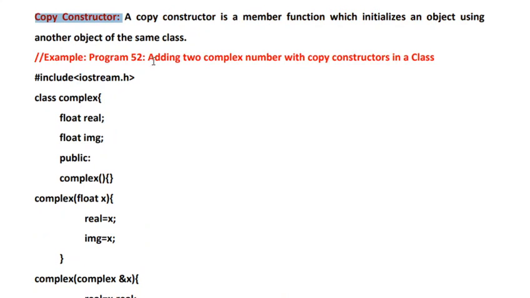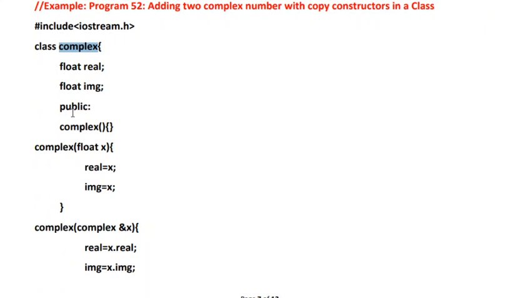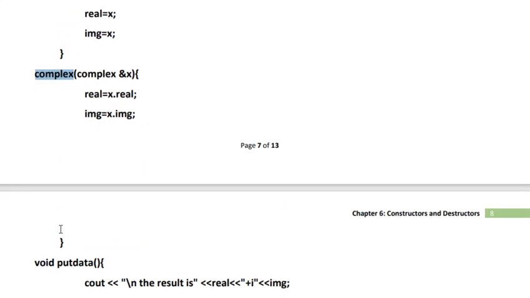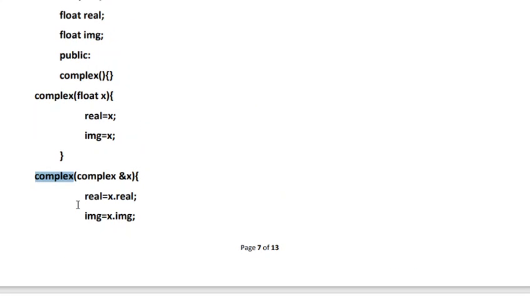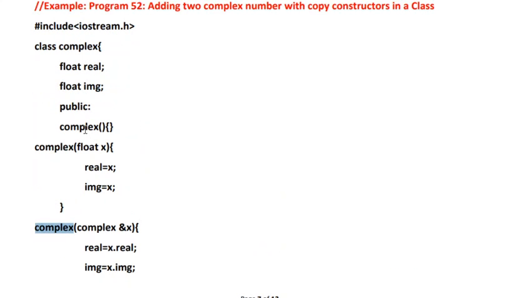Now let us try to understand copy constructor with the help of an example. Here I have a class complex where we have the data members real and imaginary, and in the public section of the class I have the constructors placed. We have three different versions of constructors. First is a default constructor, second one is a parameterized constructor, and third one is a copy constructor.